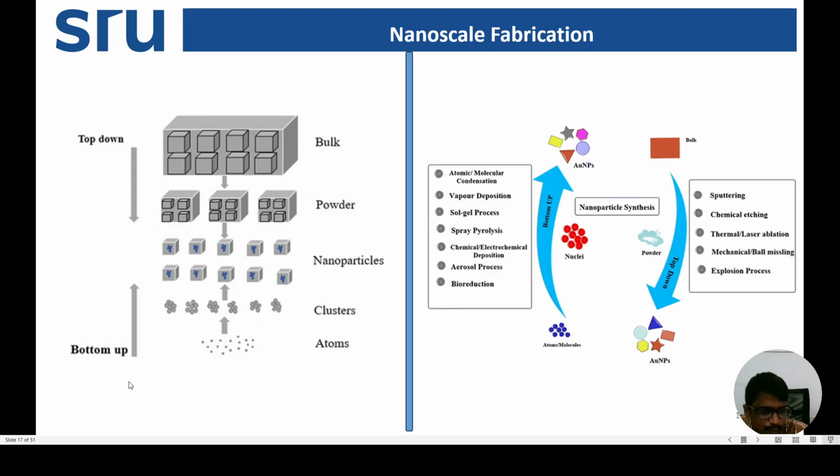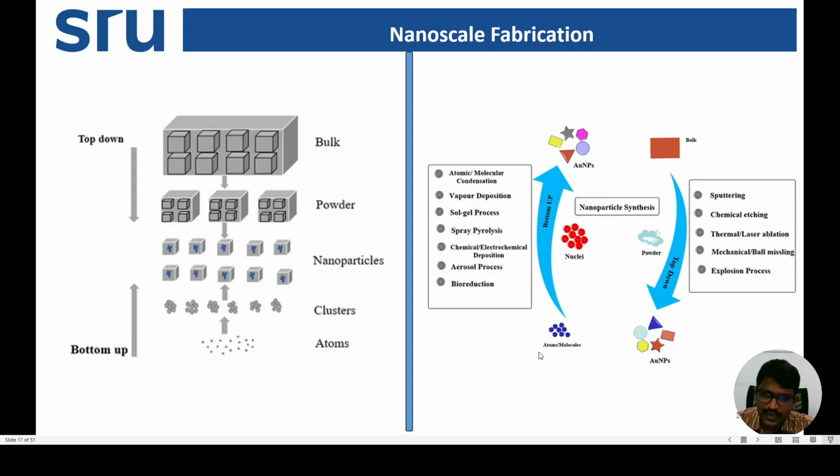And the second approach is the bottom up approach. In the bottom up approach, we manipulate the atoms, and we make them into clusters and then into nanoparticles. So atomic level to nano level. That is the bottom up approach. What are the examples for bottom up approach?